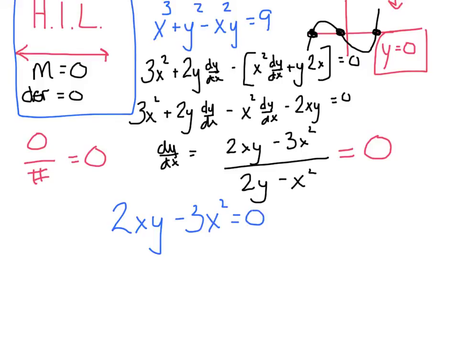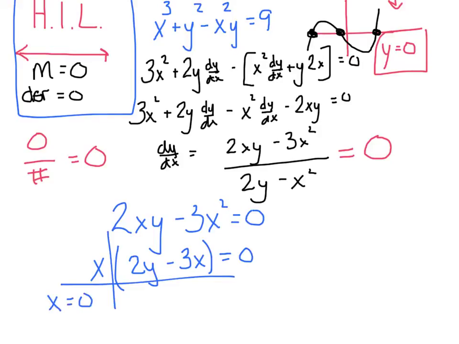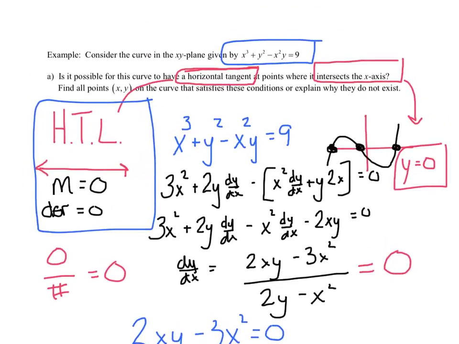Now, all your gut hopefully really tells you at this point is probably just to factor and pull out a GCF. I'm going to pull out that x, and I get 2y minus 3x equals 0. Tee it up. I get x equals 0, and x equals, let's see if I subtract that and divide that, 2y over 3. Now, if you recall, and I'll scroll back up there, the question said, is it possible for this curve to have horizontal tangents where it intersects the x-axis?